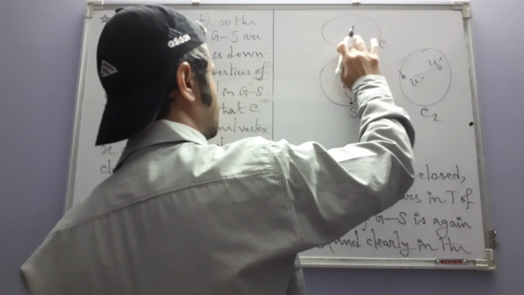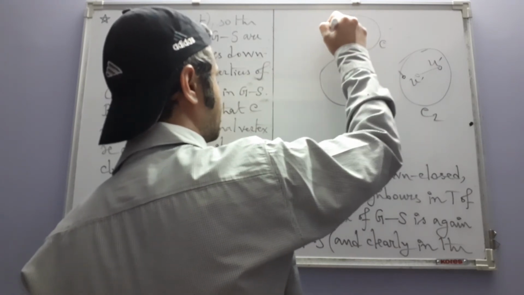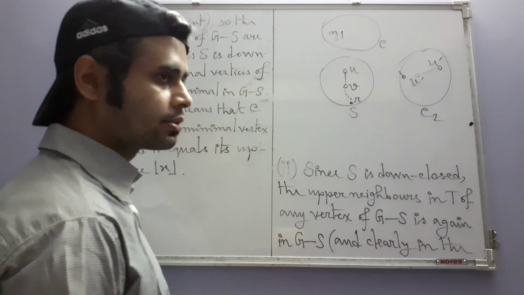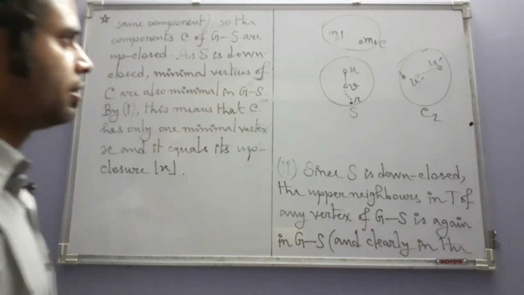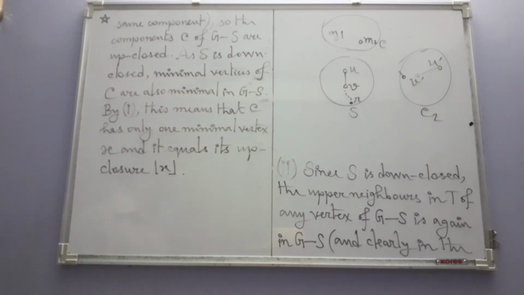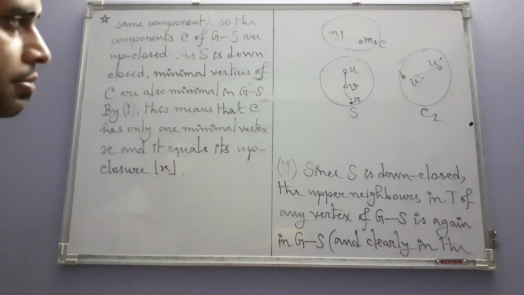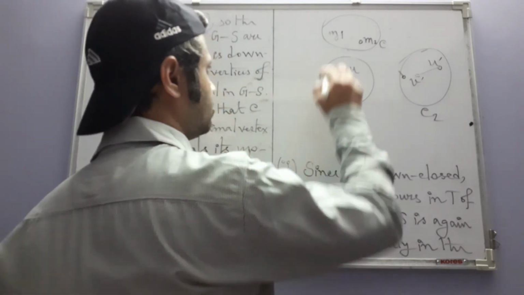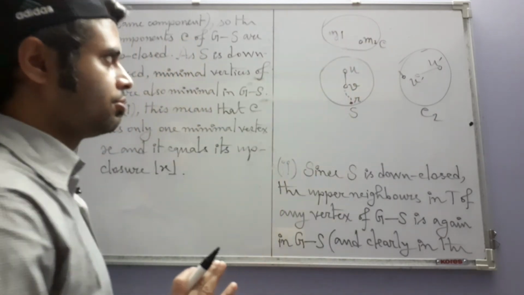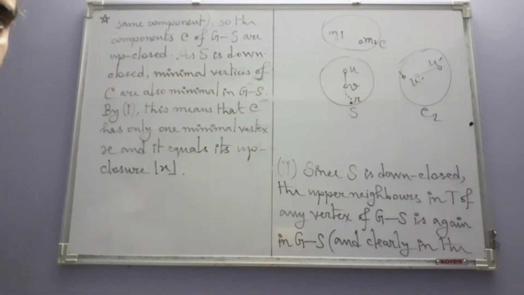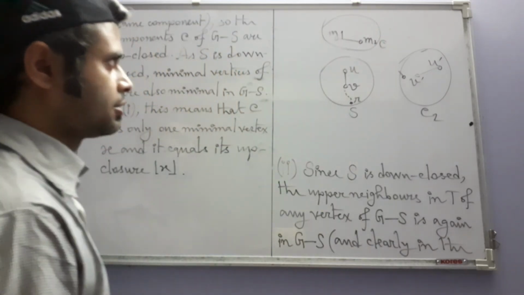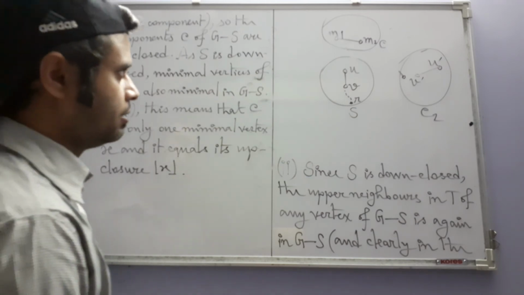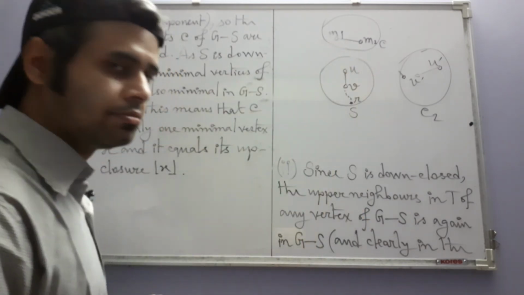To emphasize minimality, let us consider one minimal vertex M1 here and another minimal vertex M2 here, which is different from M1. So these are two different minimal vertices in a single component. Now if you see they belong to a component, so they must be linked by a path. If you find that these two vertices are adjacent, then they will be comparable.